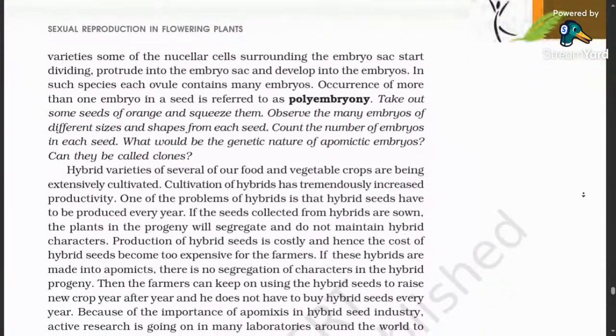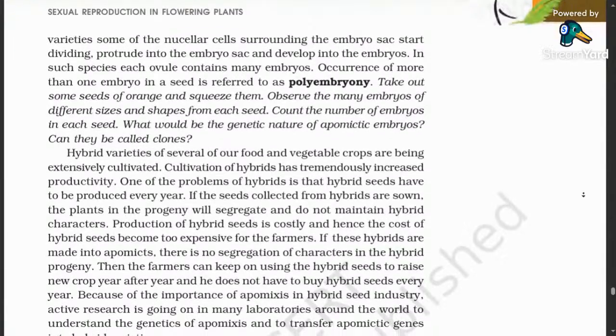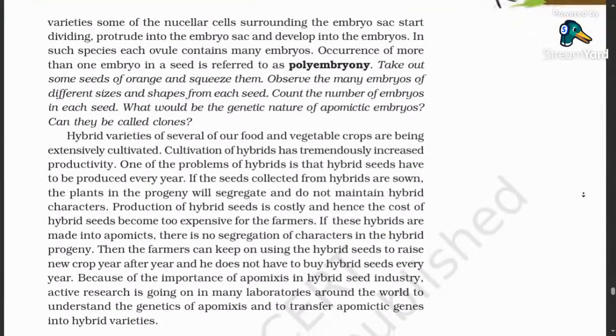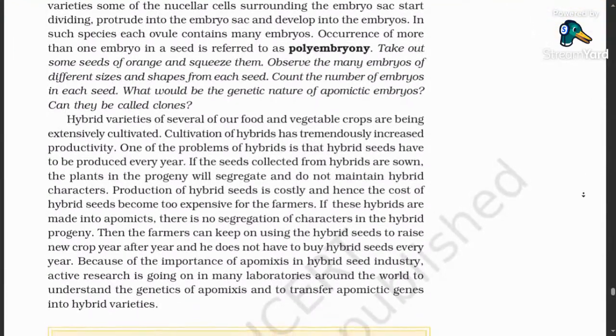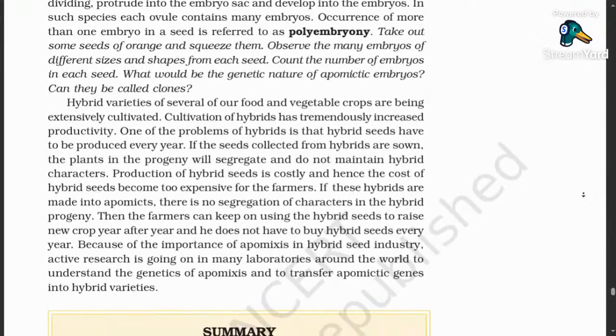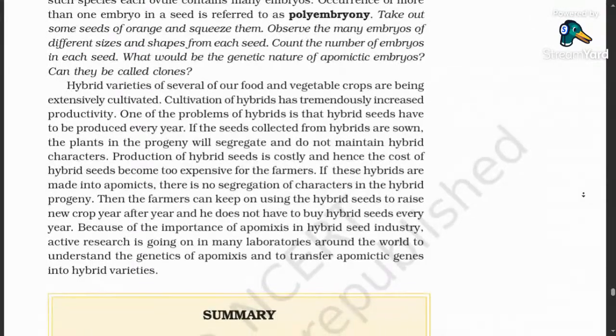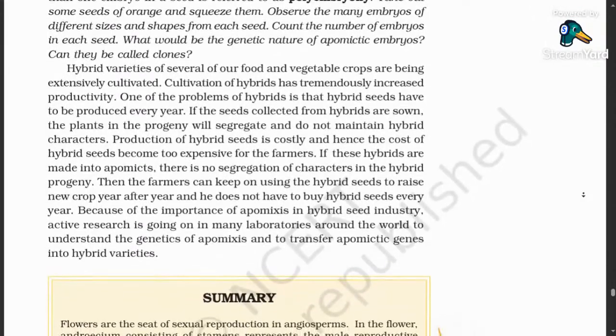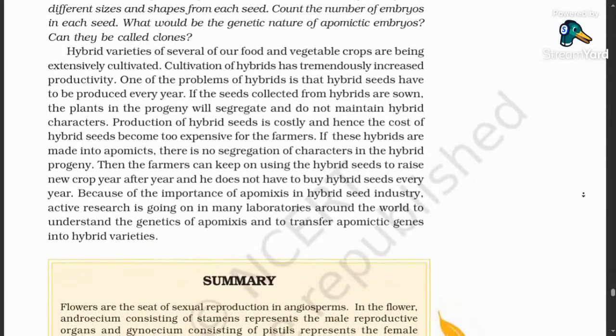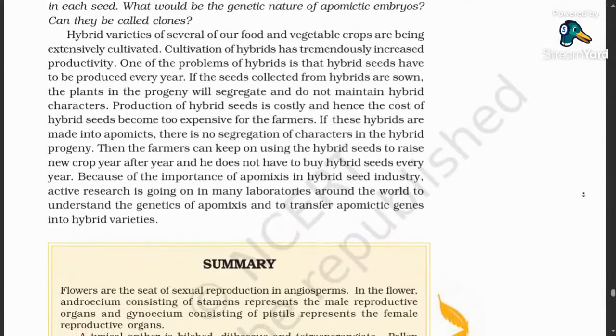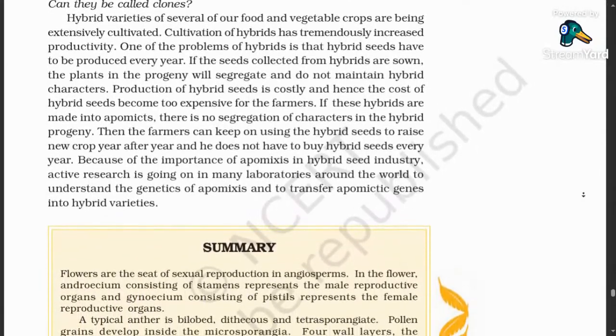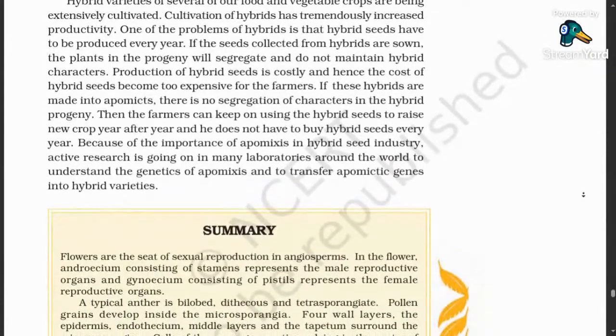Hybrid varieties of several of our food and vegetable crops are being extensively cultivated. Cultivation of hybrids has tremendously increased productivity. One of the problems with hybrids is that hybrid seeds have to be produced every year. If the seeds collected from hybrids are sown, the plants in the progeny will segregate and will not maintain hybrid characters. Production of hybrid seeds is costly, and hence the cost of hybrids becomes too expensive for the farmers.